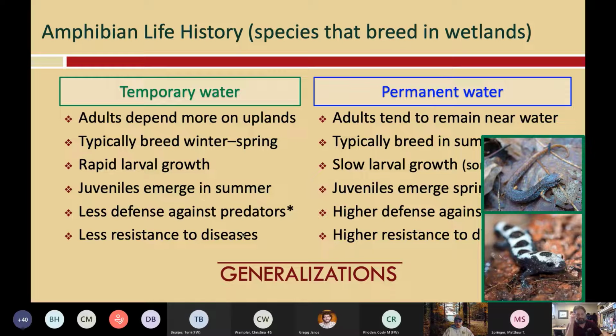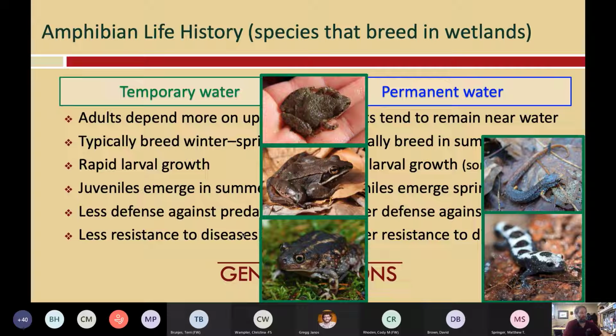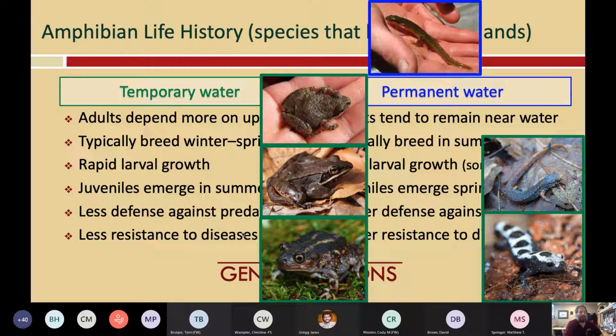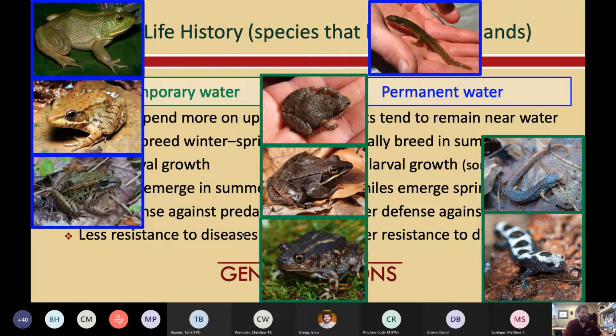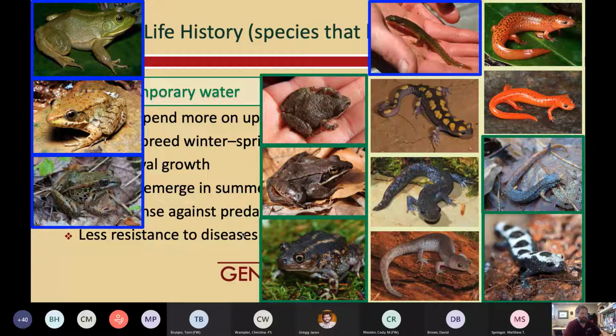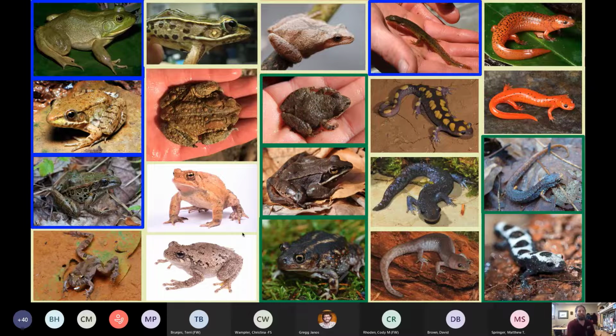So back to those amphibians of eastern Kentucky. These are salamanders that breed in temporary waters, typically four-toed and marbled. Frogs that breed in temporary, mountain chorus frogs, wood frogs, and spadefoot. Salamanders that breed in permanent, frogs that breed in permanent. And then the others do one or the other. They might prefer more ephemeral or more permanent, but they can breed in either type of wetland. So this will become important in just a little bit.